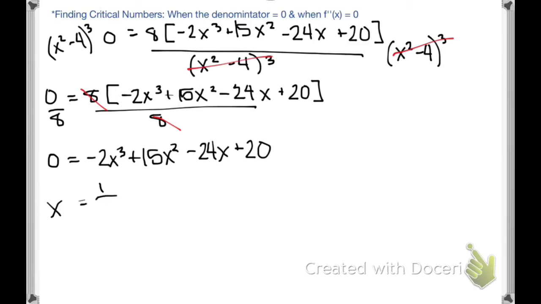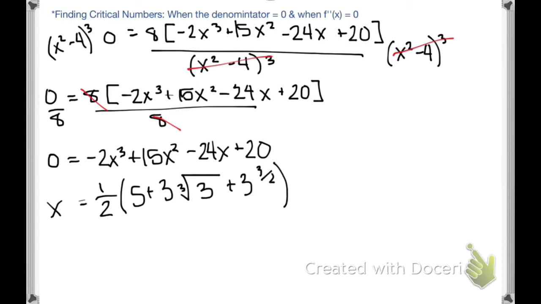When we solve for x, we're just going to get x is equal to 1/2 times 5 plus 3 times the cube root of 3 plus 3 to the 3/2 power. And when we solve for x, we're going to get a number around 5.7034.